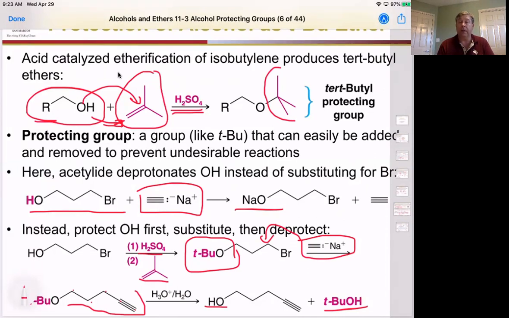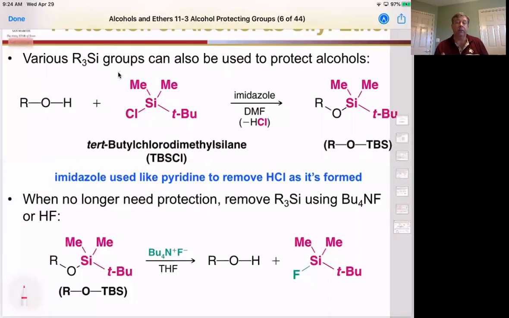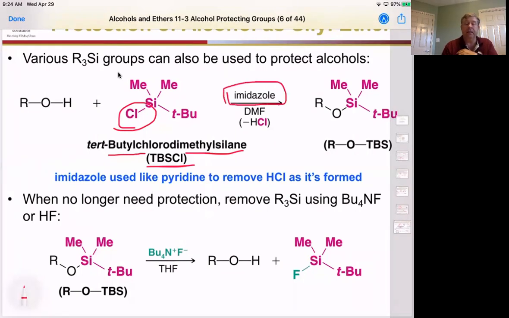So there's also another really common protecting group we use for alcohols, and it is the silane group, or the R3Si group. The great thing about the silane group is there can be a wide variety of ones. It could be trimethyl, it can be this one right here, which is the t-butyldimethylsilane, called the TBS group. And we typically react it with the chloride here, just as we would with the thionyl chloride or the tosyl chloride. Then we want to use imidazole as a base. Any base will do, but imidazole is used commonly in this system here.